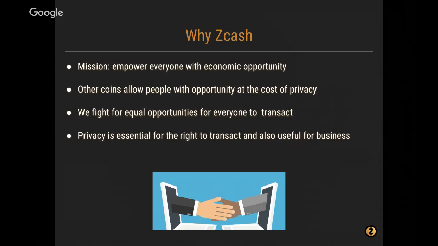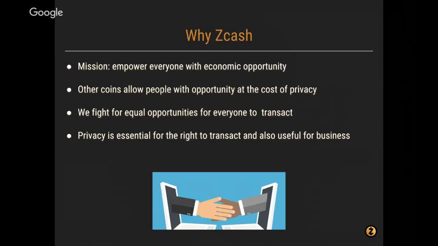We didn't think that other coins without privacy truly empowered everyone with economic opportunity because it comes at the cost of privacy. This is like if I told you, hey, you can think anything you want as long as you write it down and show me afterwards. Is that really being free to think? And when you broadcast all of your transactions on the blockchain and reveal how much you spend and who you're transacting with, it's not really being free to transact. We think that the price of privacy is too high.